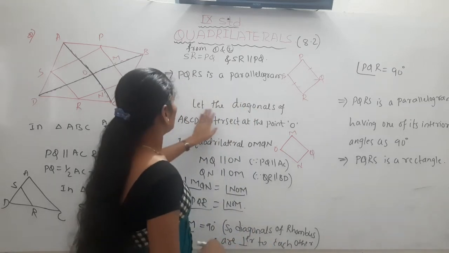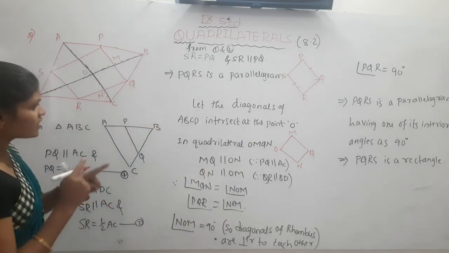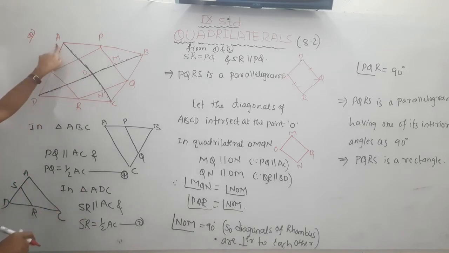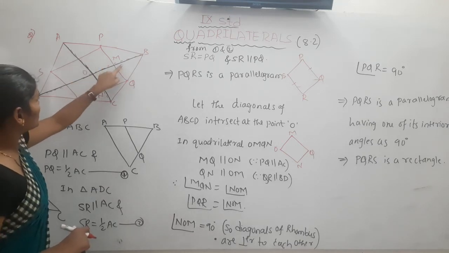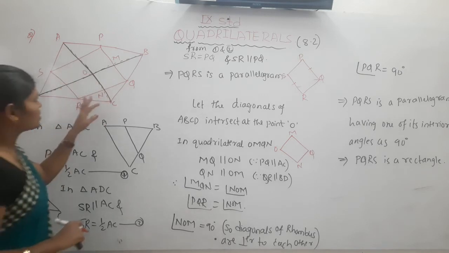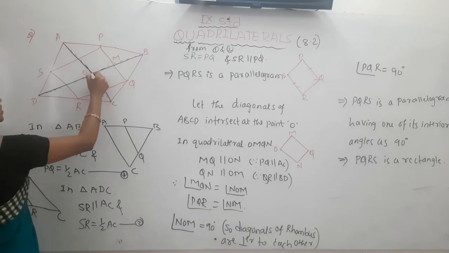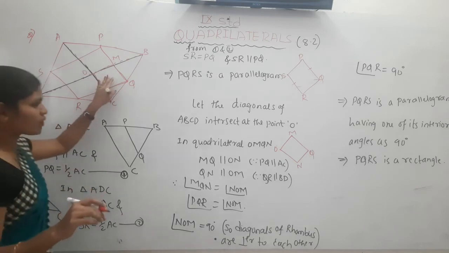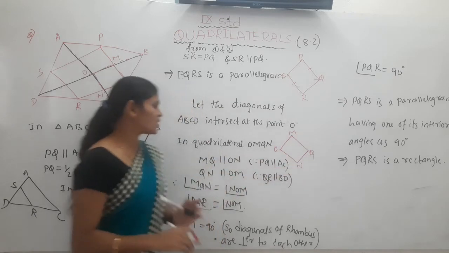See here, let the diagonals of the rhombus ABCD intersect at the point O. The diagonals AC and BD intersect at O. Then the line PQ intersects and the line AC also intersects. So here you get a quadrilateral, which is OMQN. OMQN is a quadrilateral.